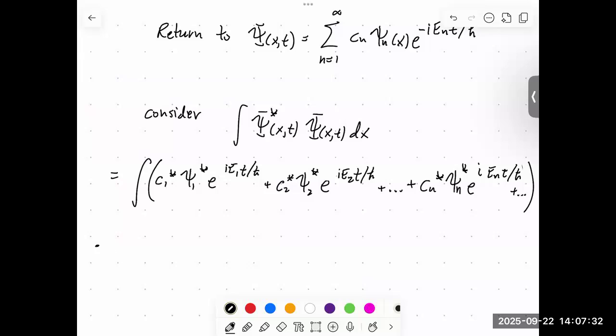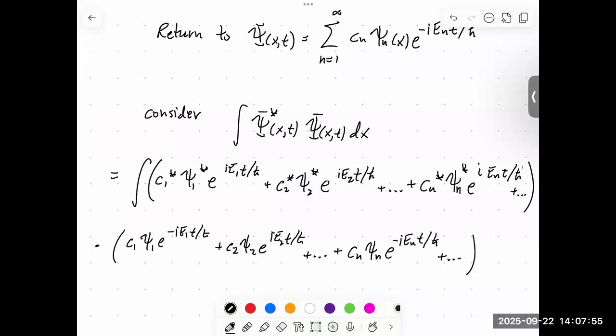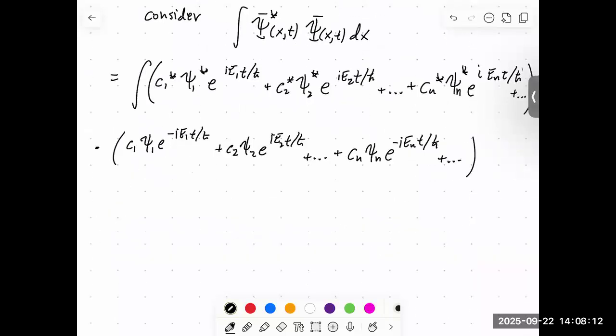Okay, and then we have to multiply that by C1 psi1 e to the minus i E1 t over h bar. Now I have the minus sign. Plus C2 psi2 e to the minus i E2 t over h bar, plus and so on, up to Cn psi n e to the minus i En t over h bar, and it keeps going. Okay, and so then we multiply all this stuff out. I'll start just with the term 1 times term 1, 2 times 2, n times n, and so on. And then we'll deal with the cross terms after that.